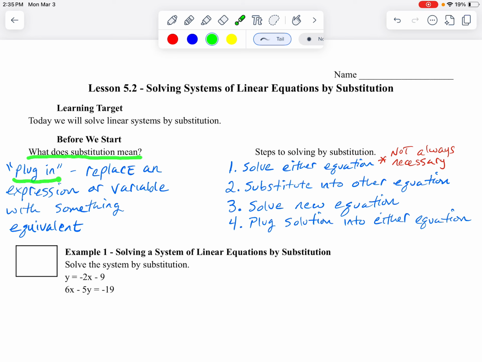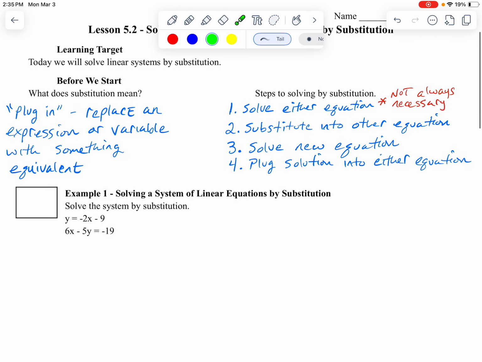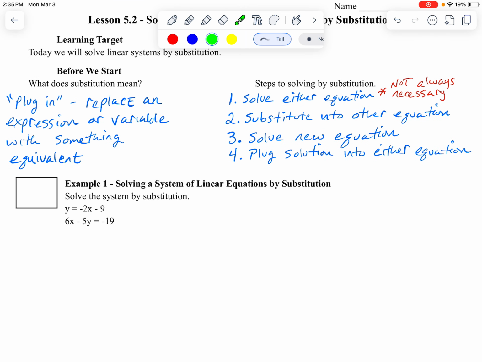We often use this term plug in, like if I know the value of x and I have an equation, we say, well, just plug it into the equation. So what we're doing is we're replacing an expression or a variable with something equivalent. So when I know what x is, I can plug it in for x into an equation. Got the steps that we may go through over here, which won't make as much sense right now, but we'll go through those steps as we're solving. So let's just jump into number one and then see how we may use these steps.